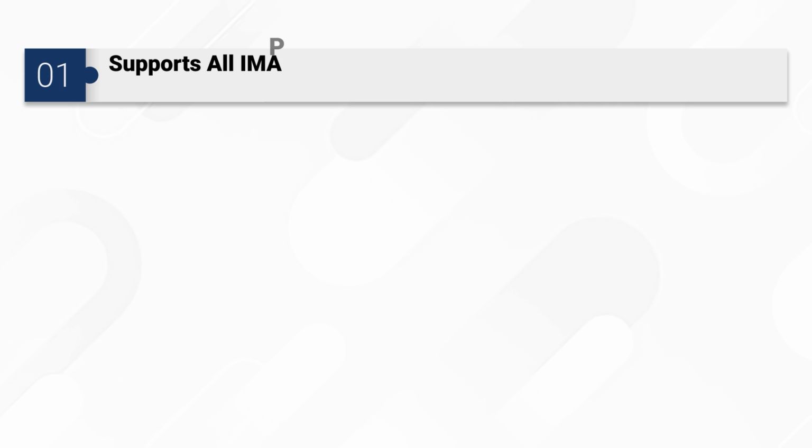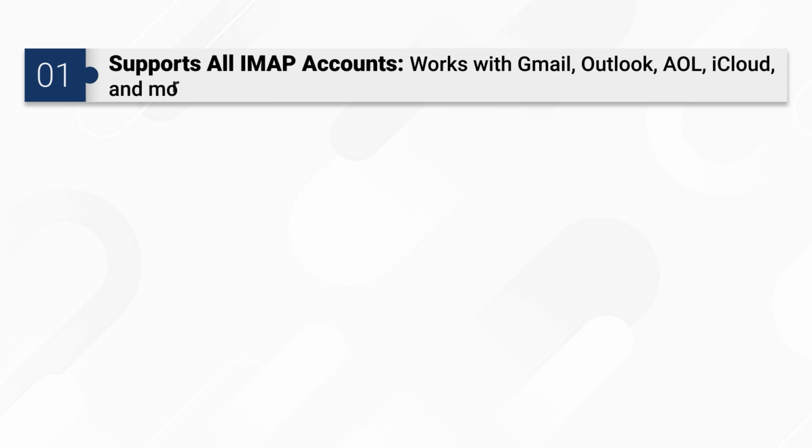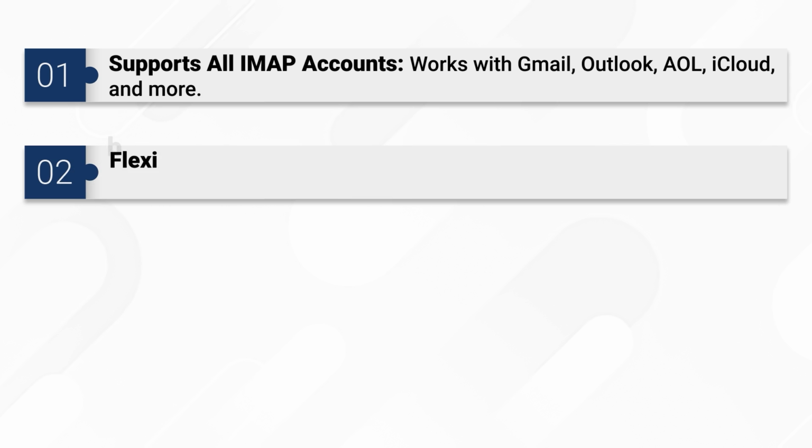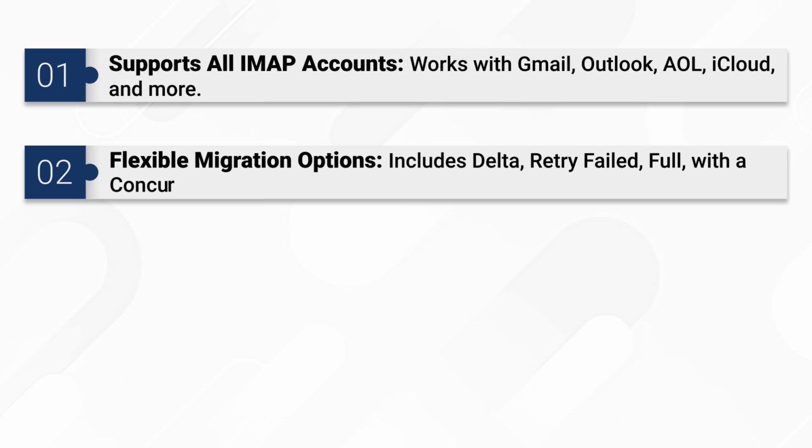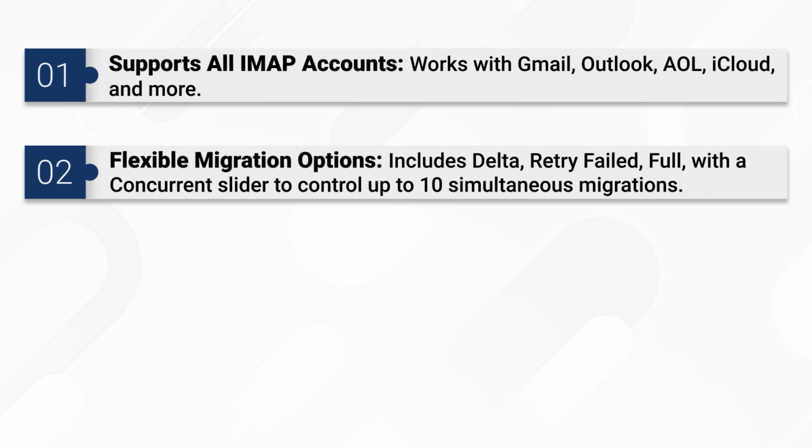This tool supports all IMAP accounts. Whether you're using Gmail, Outlook, AOL, iCloud, or any other IMAP-supported service, it works seamlessly. It also offers flexible migration options, includes Delta, Retry failed, full, with a concurrent slider to control up to 10 simultaneous migrations.